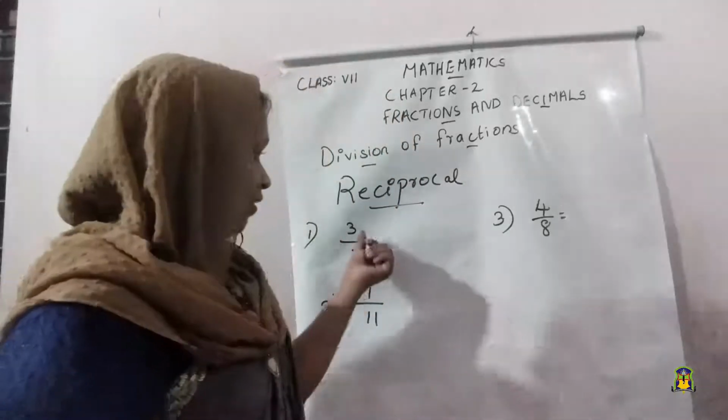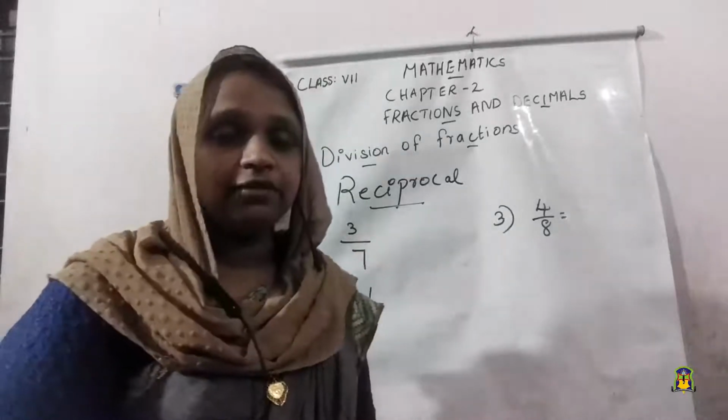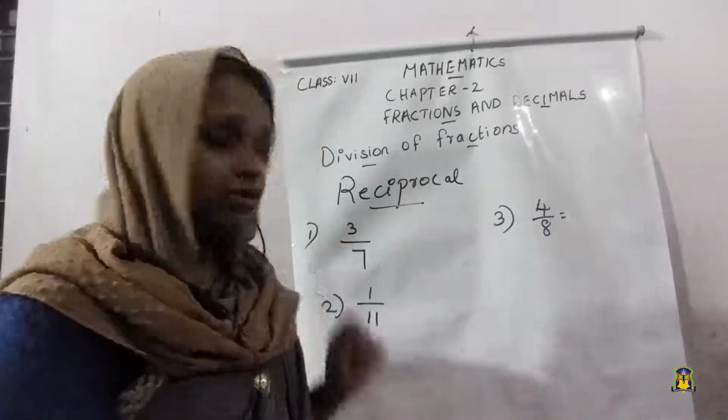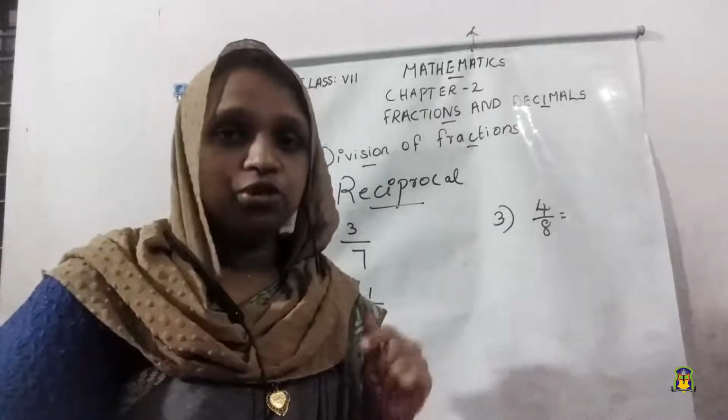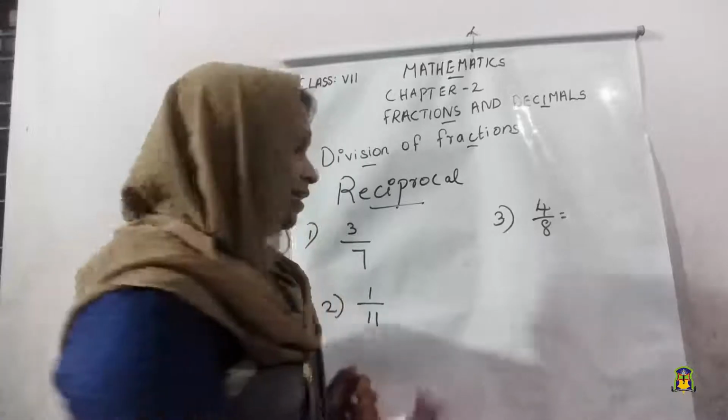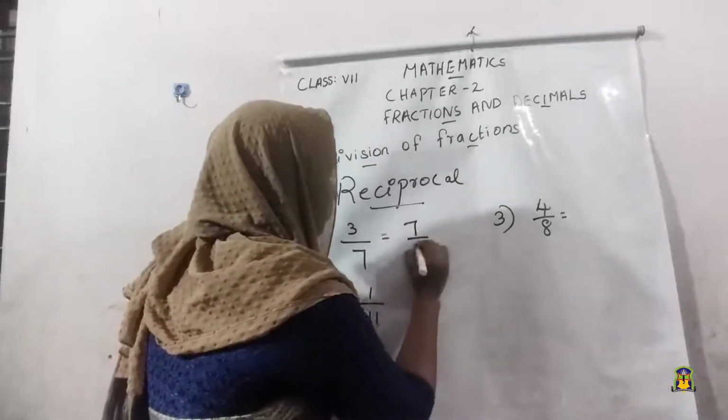Okay. So here, first question, 3 by 7. We want to find the reciprocal. We know the numerator is 3. Denominator is 7. So we want to interchange them to find the reciprocal. That is 7 by 3.